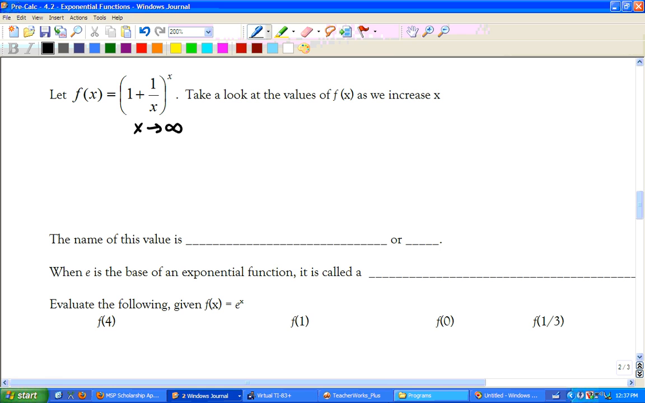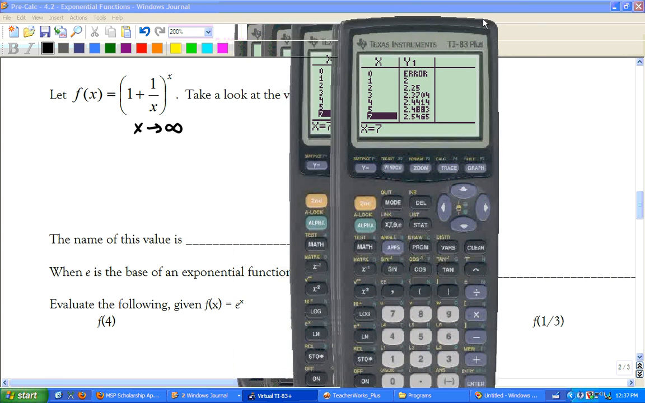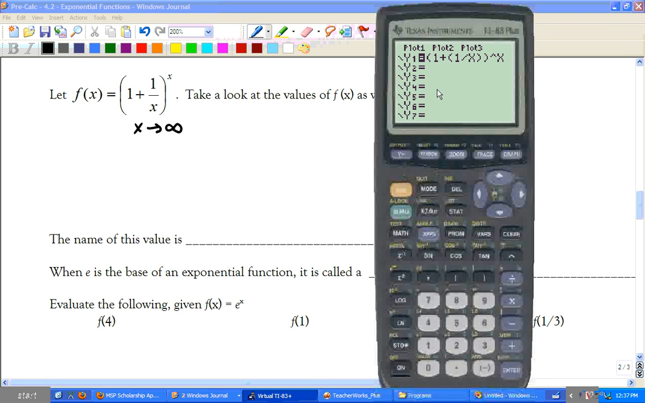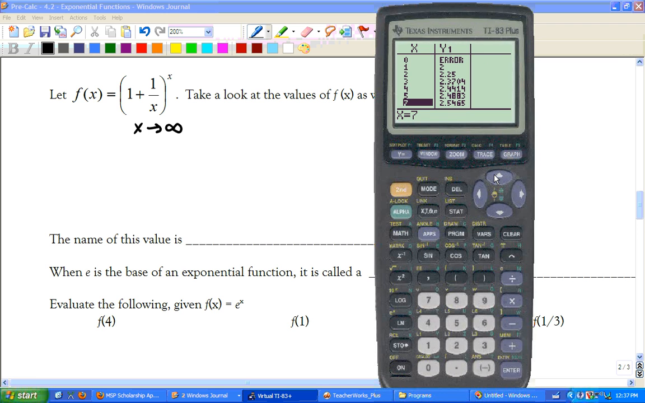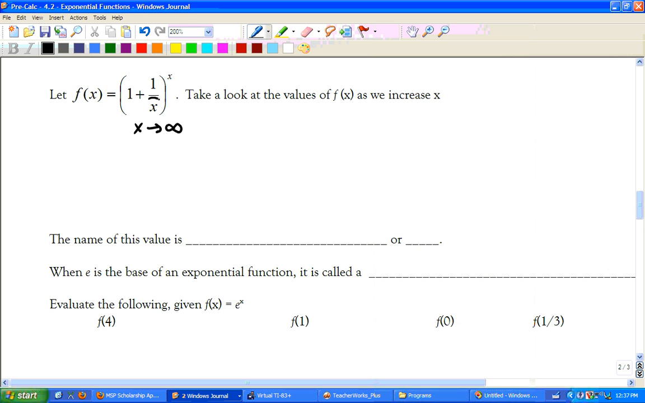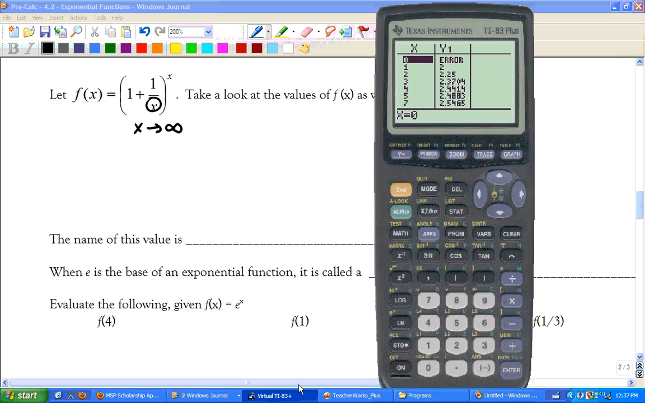To help us with this, we've created a table where under my y values is the function itself, and now I'm going to enter table values and see what happens. Trying to divide by 0. Obviously it's not going to let us do that. So we're going to go to the next one.